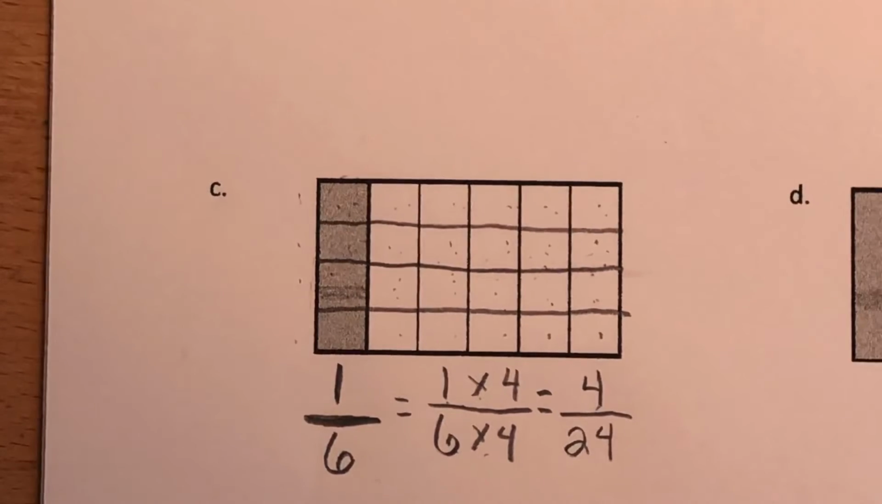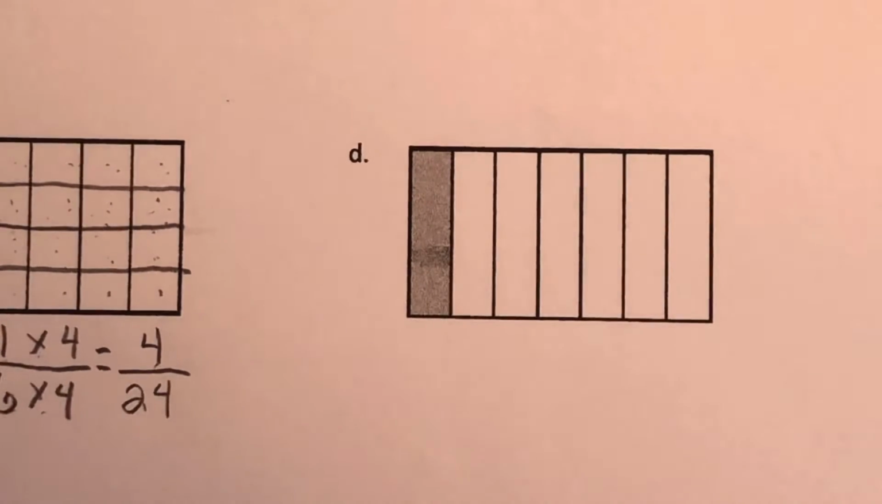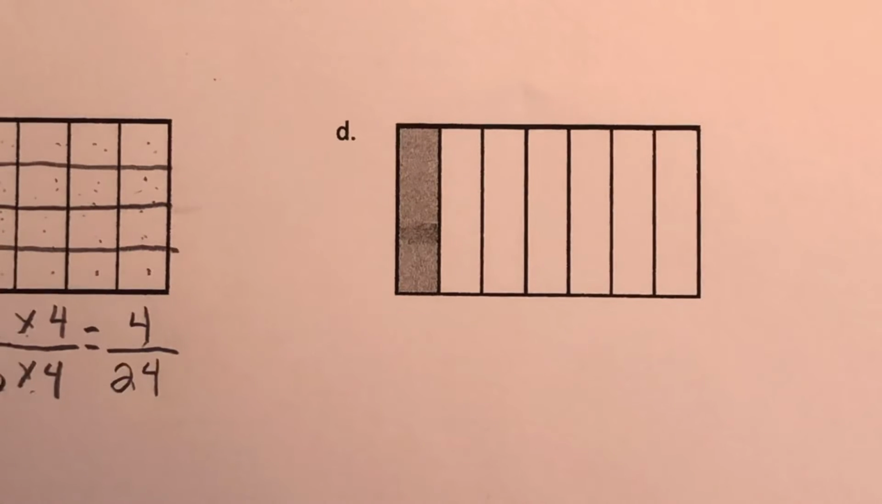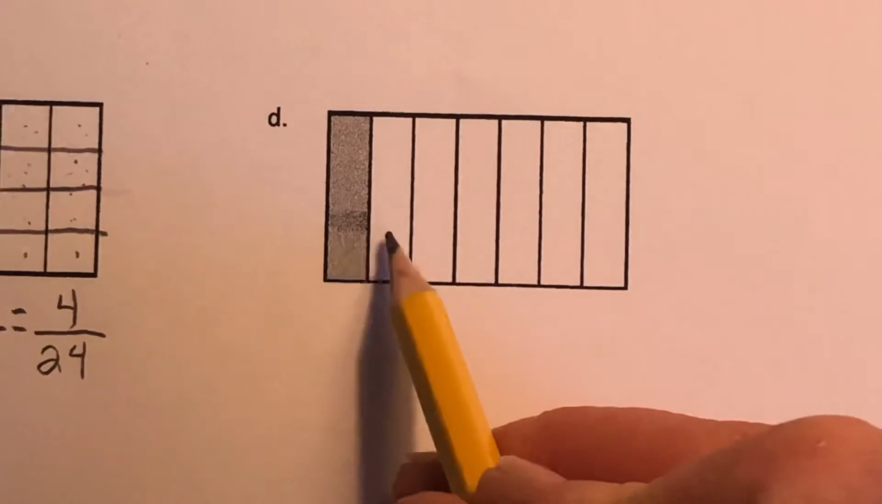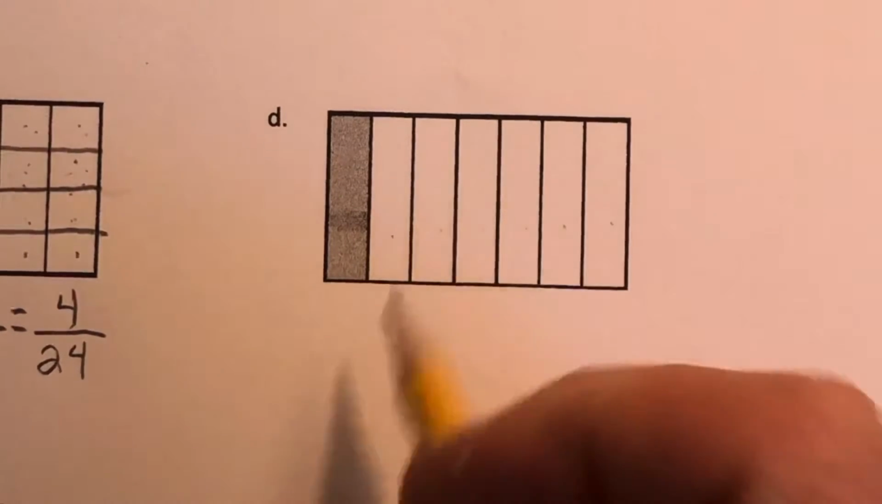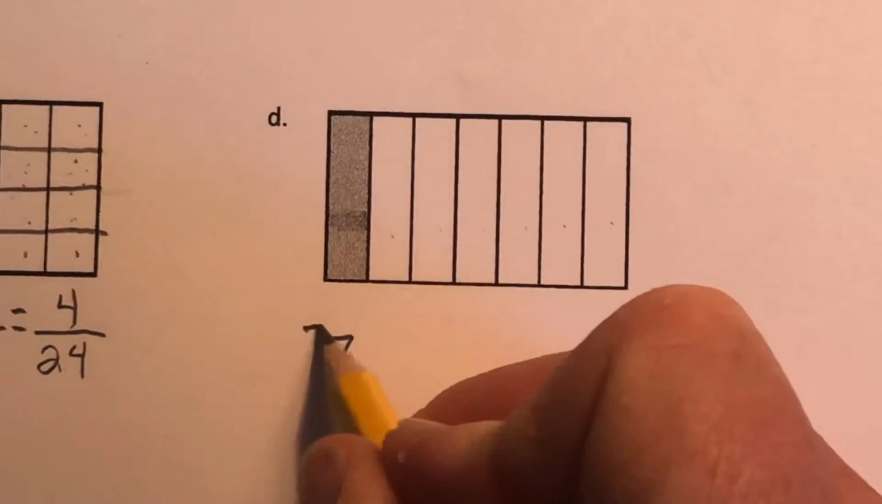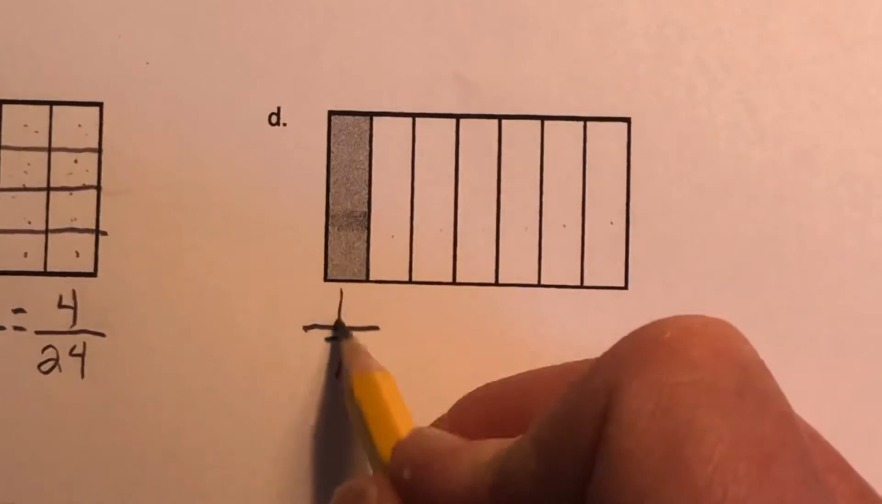All right, finally over here on this one is D. Let's find the fraction here, okay? Teachers may want to pause and see if they can do this on their own. All right, so let's start off with counting the total amount. 1, 2, 3, 4, 5, 6, 7. That's 1/7, 1 shaded.